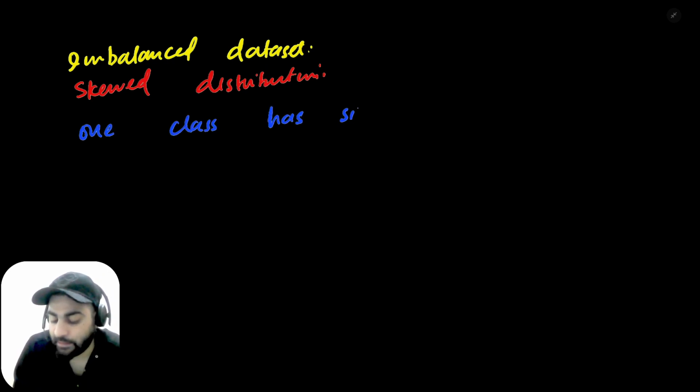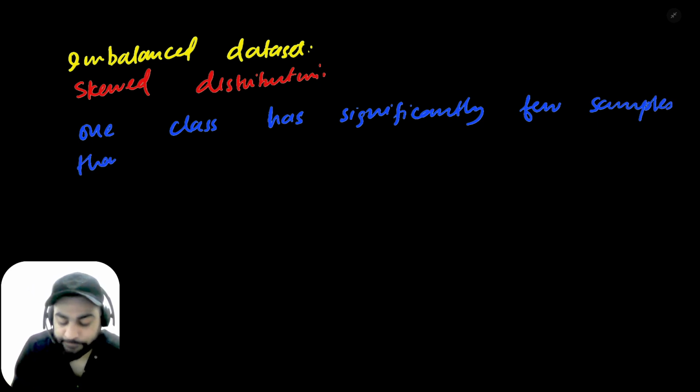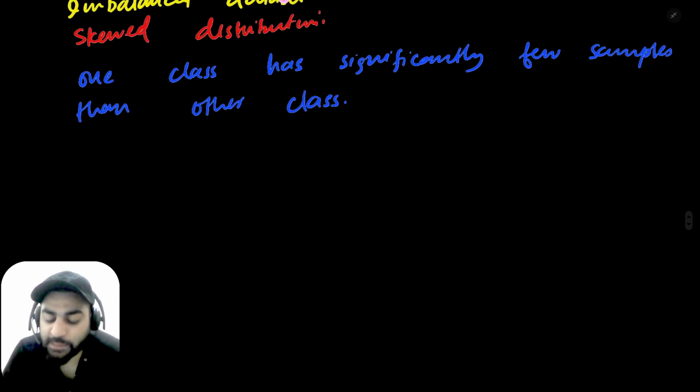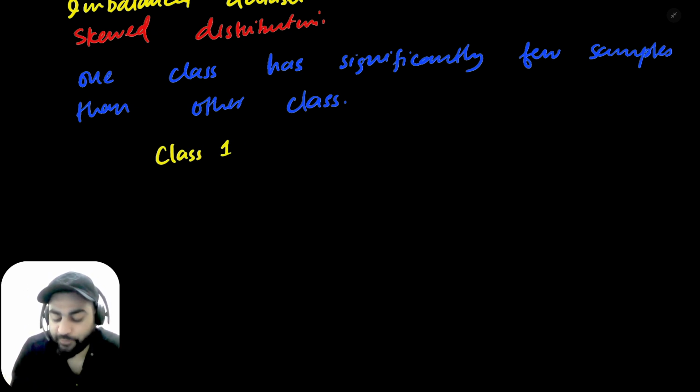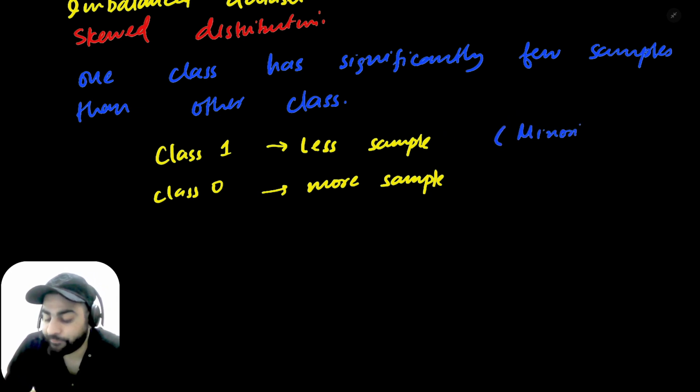One class has significantly fewer samples than another class. The class which has fewer samples is called the minority class. Let's suppose class 1 is there, which has fewer samples. This is the less sample class. And then class 0 is there, which has more samples. This is the more sample class. So this class we'll call the minority class, and this is called the majority class.